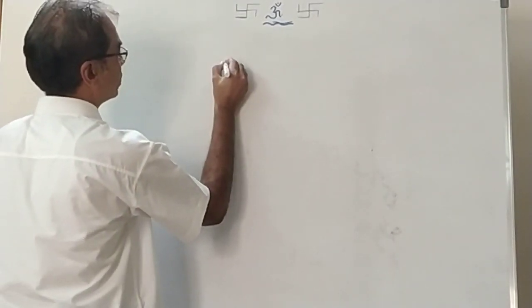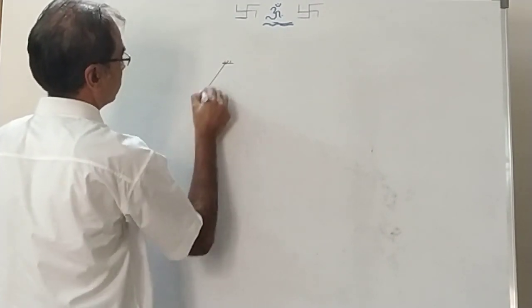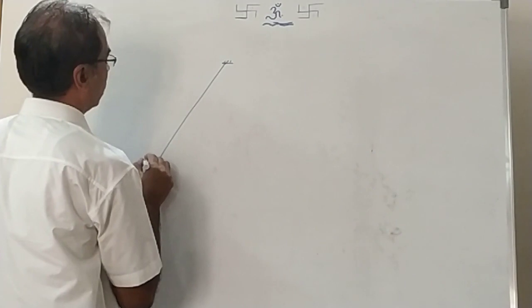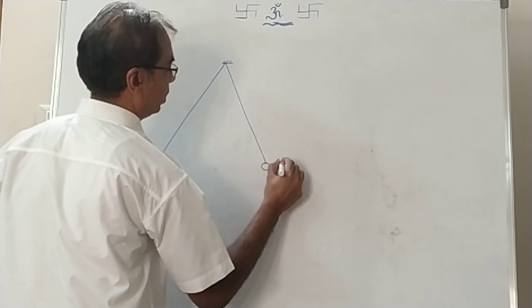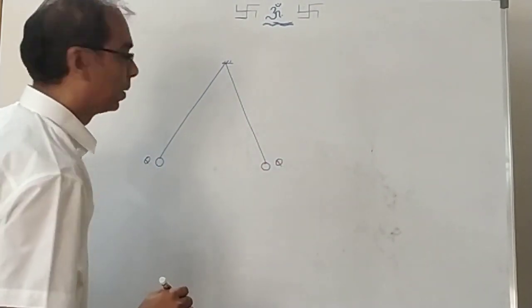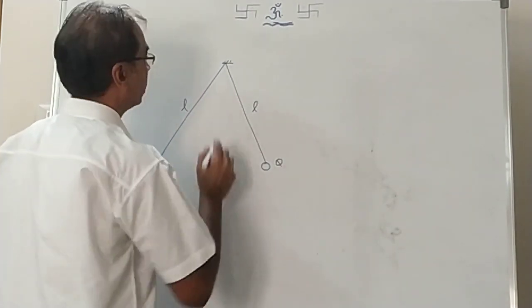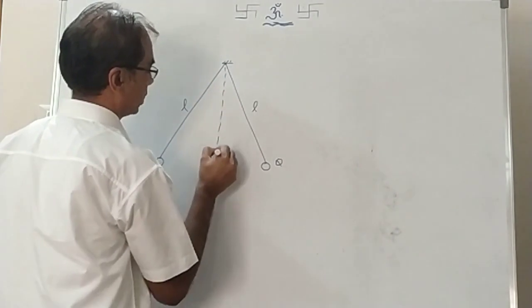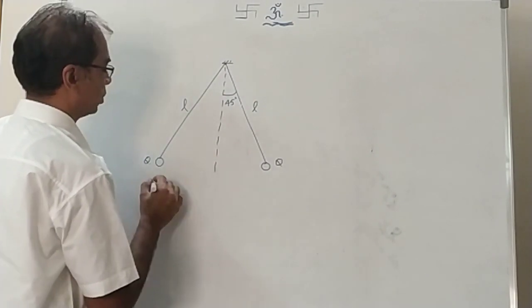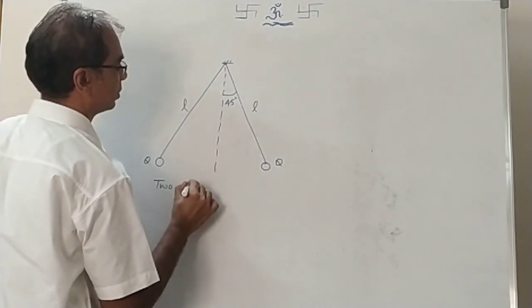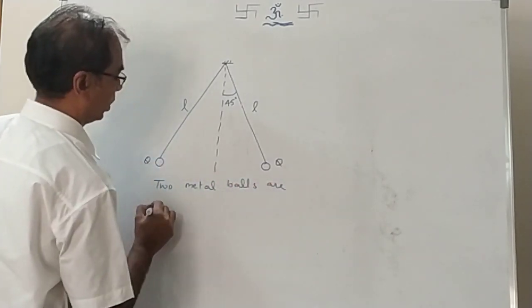If there are two strings suspended from the same point, and both balls suspended with those strings have positive charges. Let the string length be L and the charges be Q, and this is in equilibrium when the angle is 45 degrees. The two metal balls are in equilibrium here.